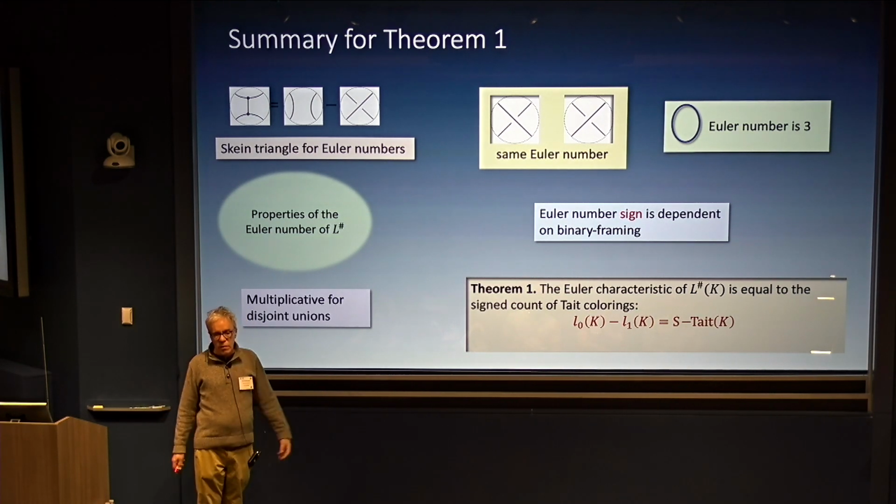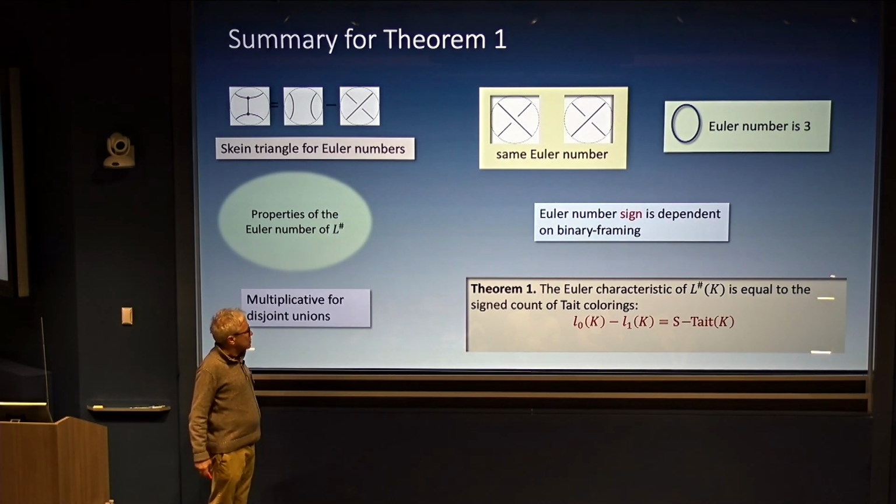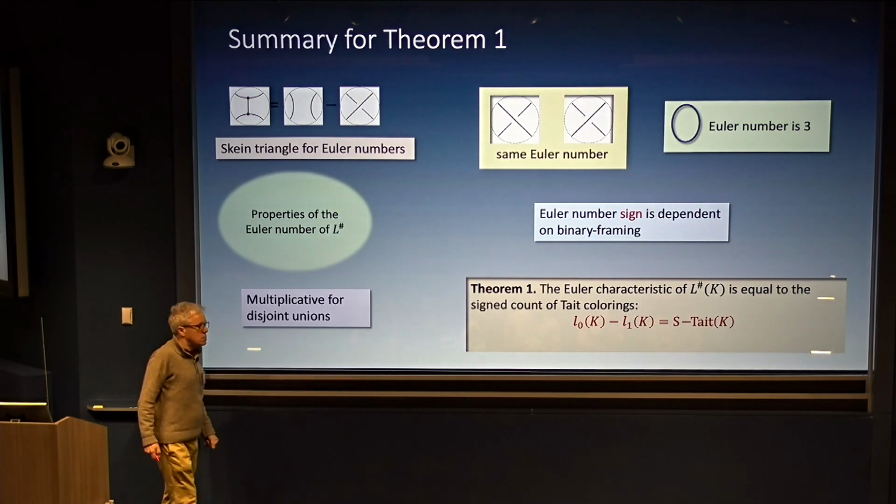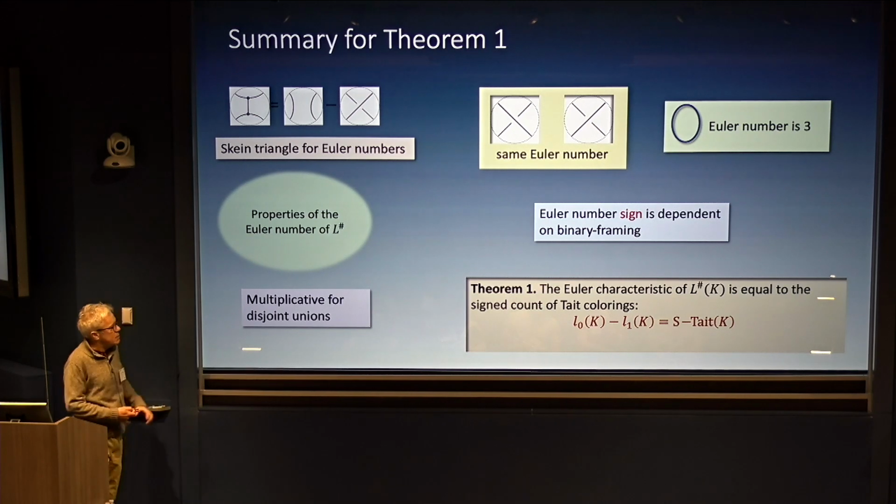They're all satisfied also by this signed Tait count of colorings. So that's just the proof that the Euler number is equal to the signed Tait count for the web. Just reduce it to this; basically this Skein relation is the key thing.